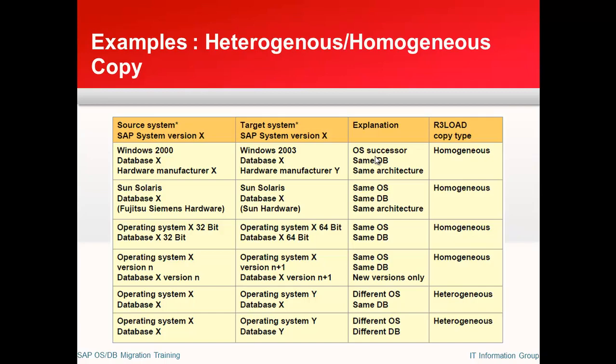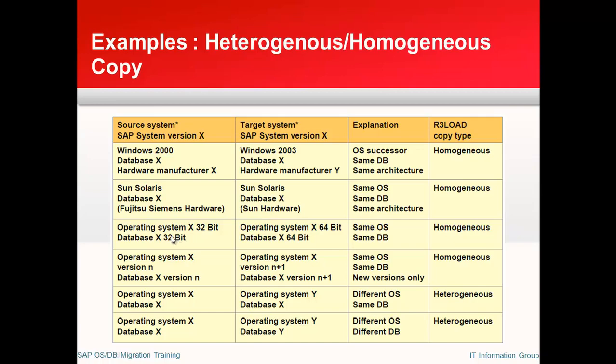Okay, next take the second example where we have Sun Solaris as the operating system, we have database X, and the hardware is Fujitsu Siemens hardware. We are going to Sun Solaris itself, with the database as X, and we are just changing from Fujitsu hardware to Sun hardware. So in this case we have not changed the OS, we have not changed the database, same architecture, so we will call it a homogeneous. Just take note that in this case we have just changed the hardware.